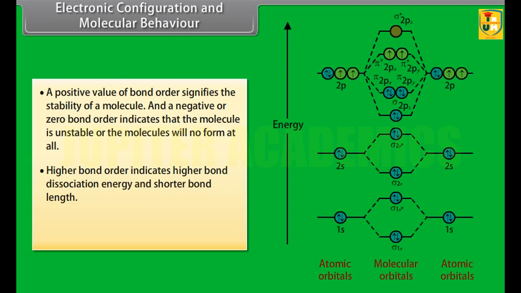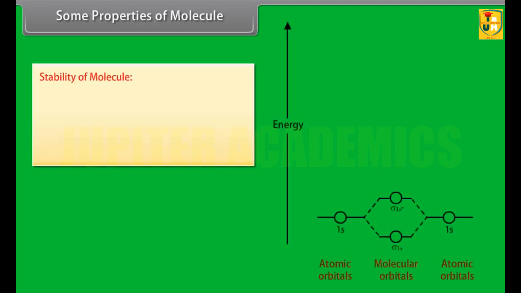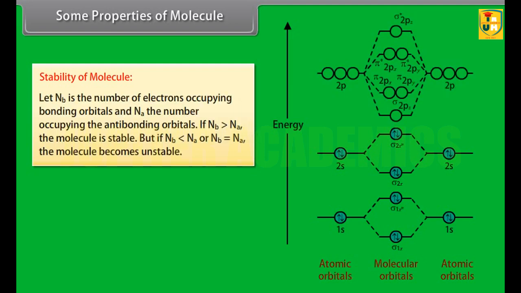Higher bond order indicates higher bond dissociation energy and shorter bond length. Bond order indicates the number of covalent bonds in the molecule. Some properties of molecules. Stability of molecules. Let Nb be the number of electrons occupying bonding orbitals and Na the number occupying the anti-bonding orbitals. If Nb is greater than Na, the molecule is stable. But if Nb is less than Na or Nb is equal to Na, the molecule becomes unstable.